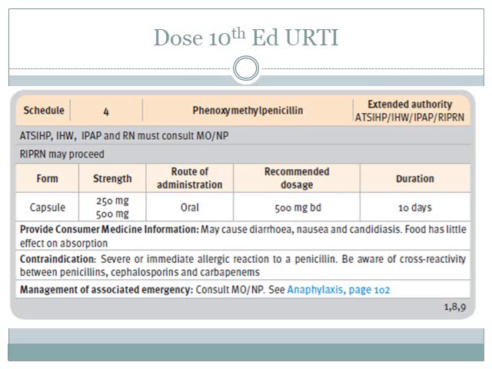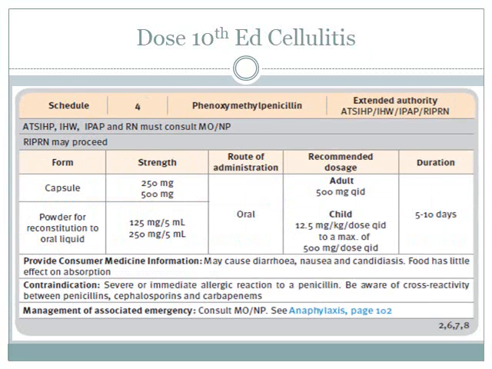Okay, if you're not dealing with upper respiratory tract infection and you're dealing with cellulitis instead, then it's the same dose for adults. Okay, it's 500 milligrams per dose for adults, but this time it's 4 times a day. Okay, so every 6 hours instead of 12 hours. And this can be taken for 5 to 10 days depending on how well it actually responds.